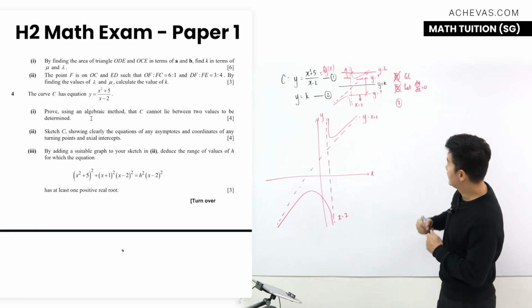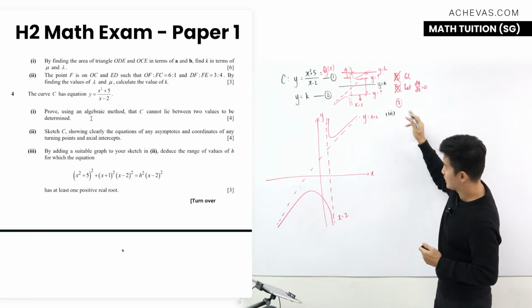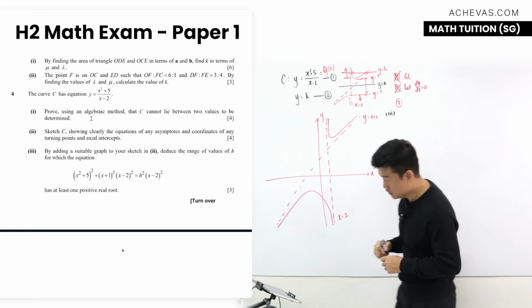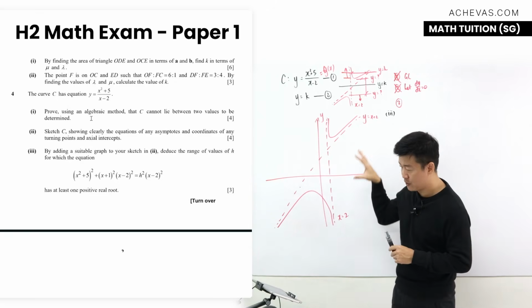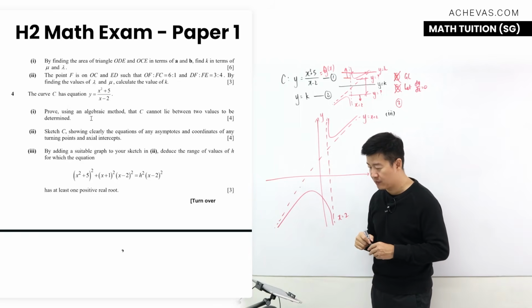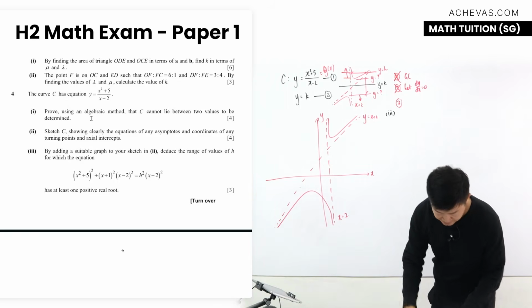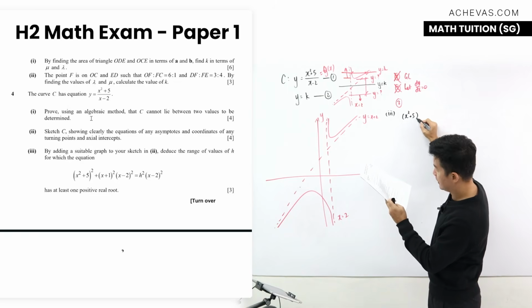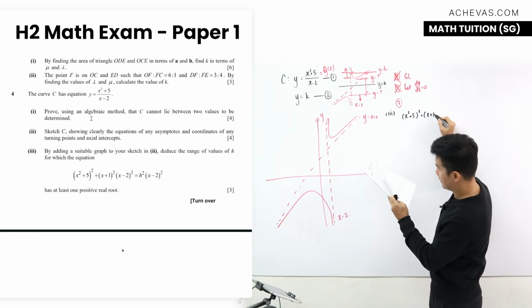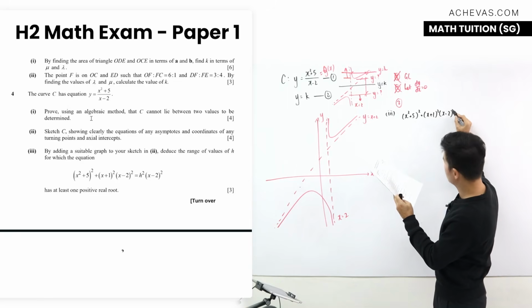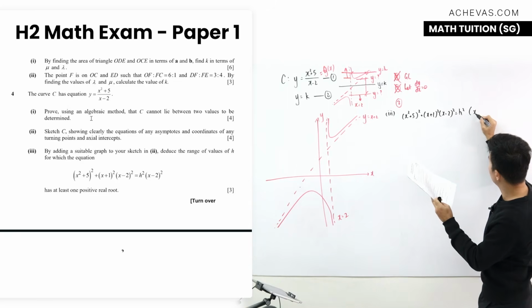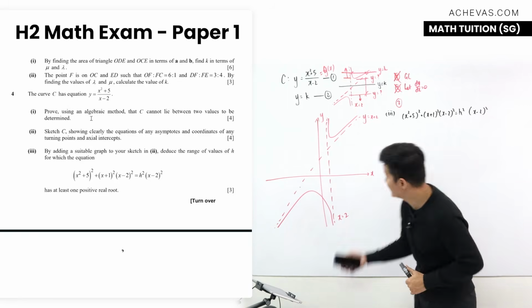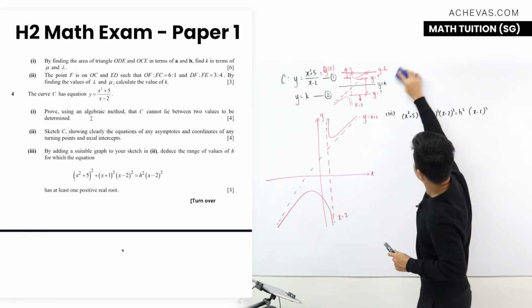So that I will not complicate this, because I want to focus on part 3, I'm going to introduce another graph into here. I just don't want to make it too messy first. So for part 3, by adding a suitable graph onto this sketch, we want to deduce the range of values of h, for which this equation here, (x squared plus 5) squared, plus (x plus 1) squared (x minus 2) squared is equal to h squared (x minus 2) squared, has at least one positive real root.